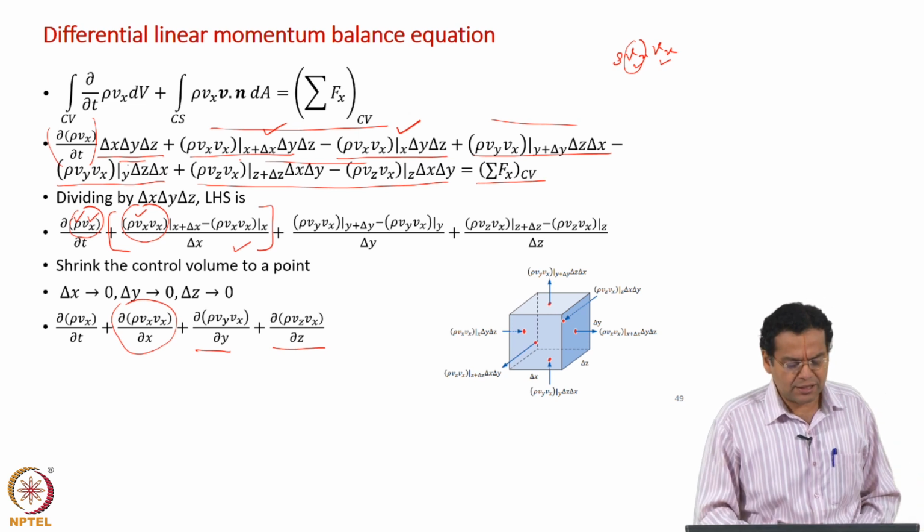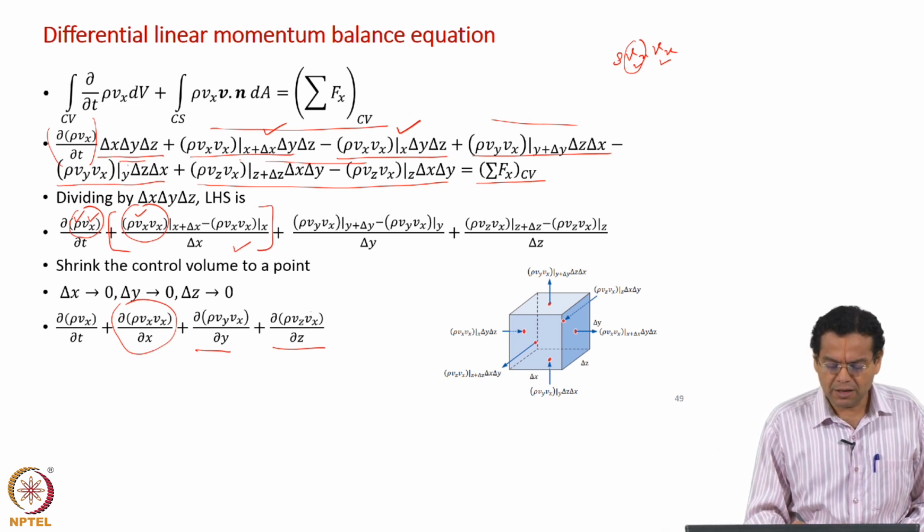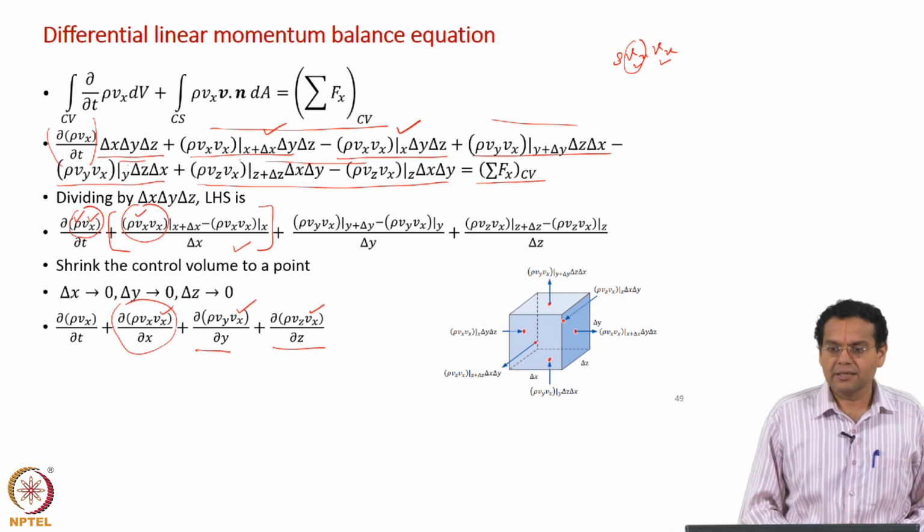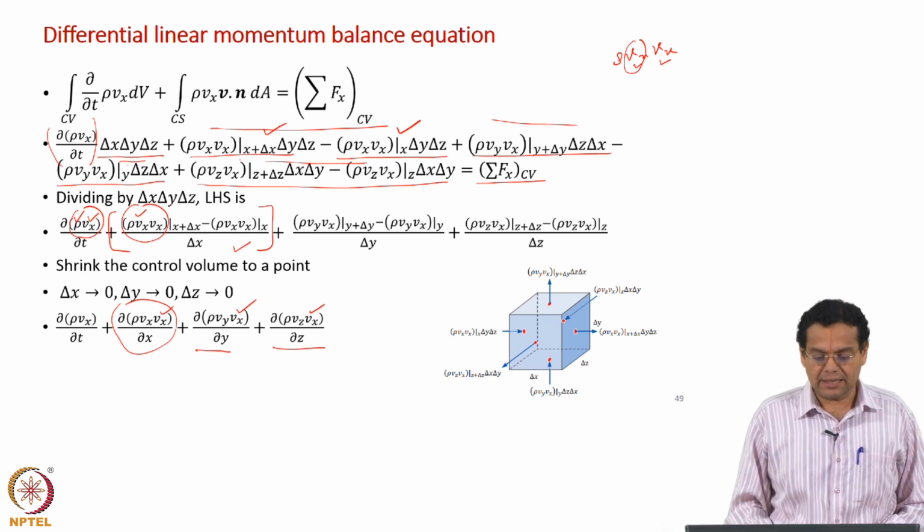This also becomes easy. Look at the differential equation left hand side. All the second velocity components are Vx. That tells you that it is a momentum balance along the x direction.